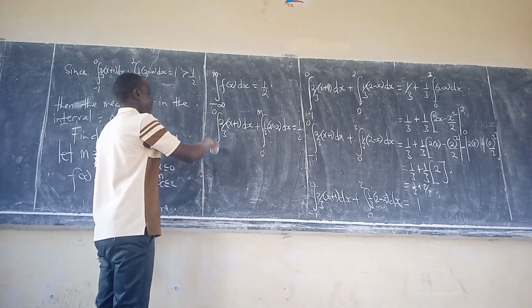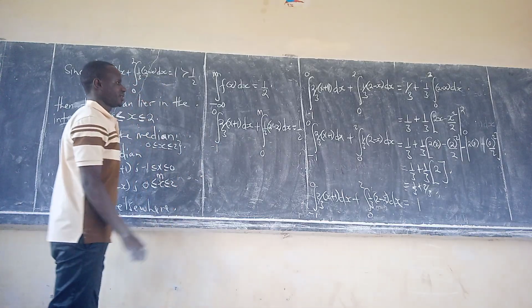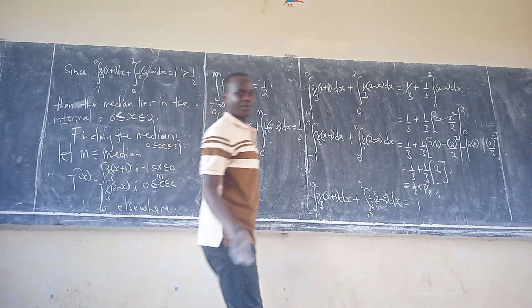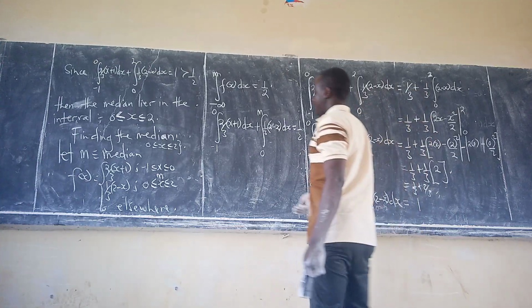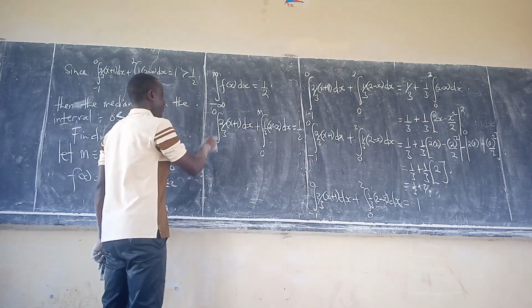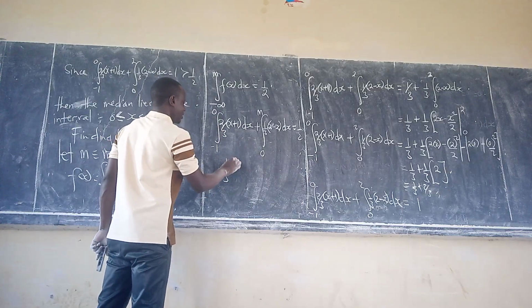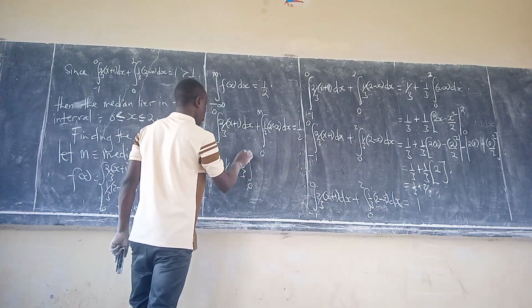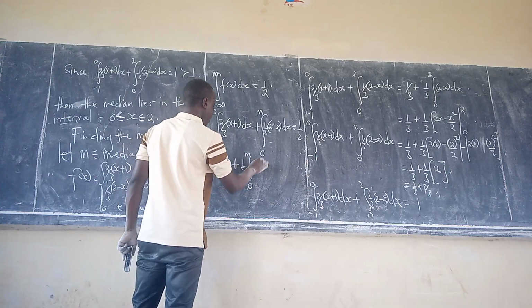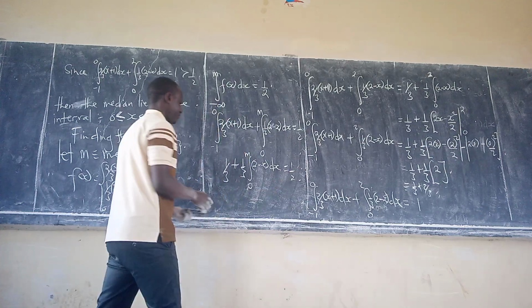So if we integrate from -1 to 0, we already got it in the first part when we were finding the interval, and the answer was a third. So the integral from -1 to 0 of this is a third. Now plus 1 over 3, the integral from 0 to m of 2 minus x dx, the answer should be a half.